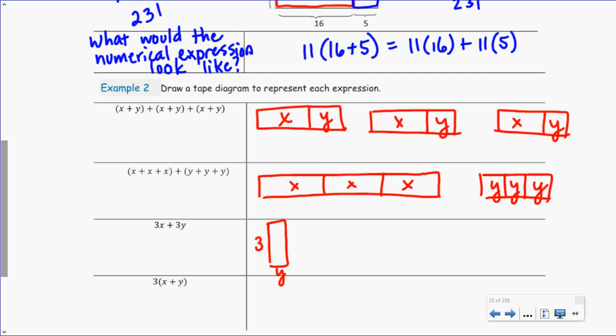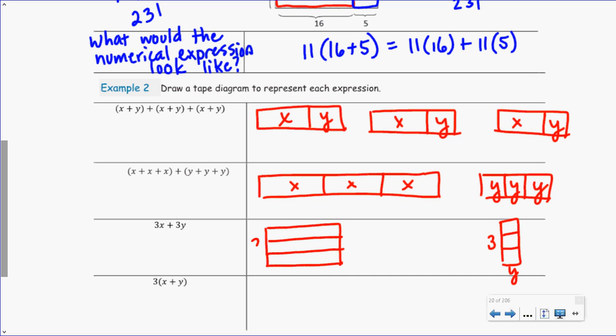Sorry, we'll go like that. There we go. So each y. I did that one first, but we're going to move it over just because the x's were supposed to be first. Sorry about that. And then the x's, those ones are longer, but there's still going to be 3 of them. So here's the 3, and here's the x.